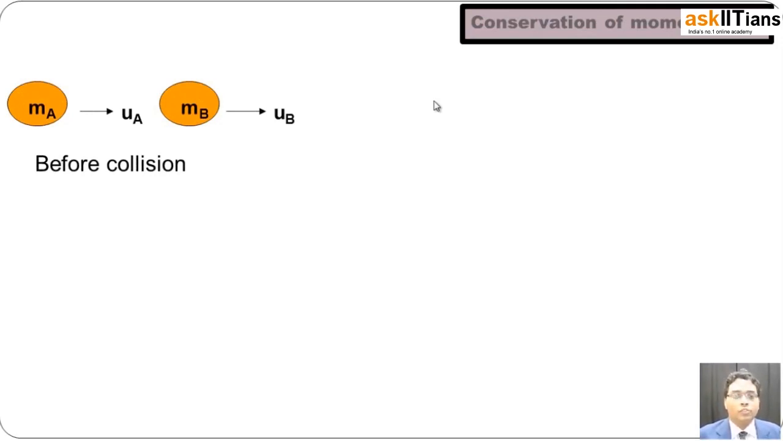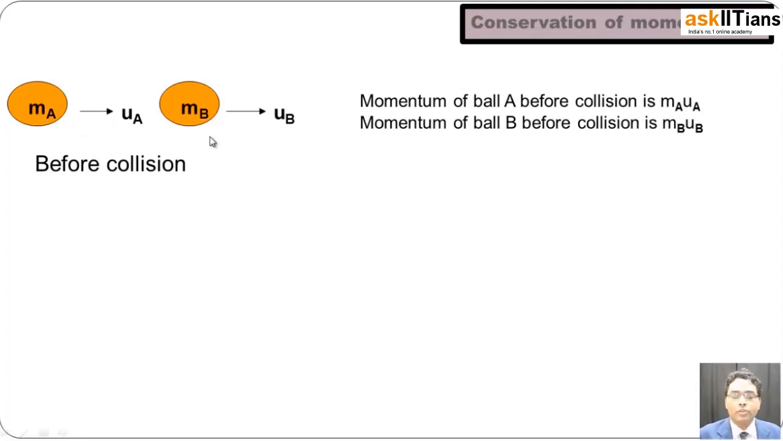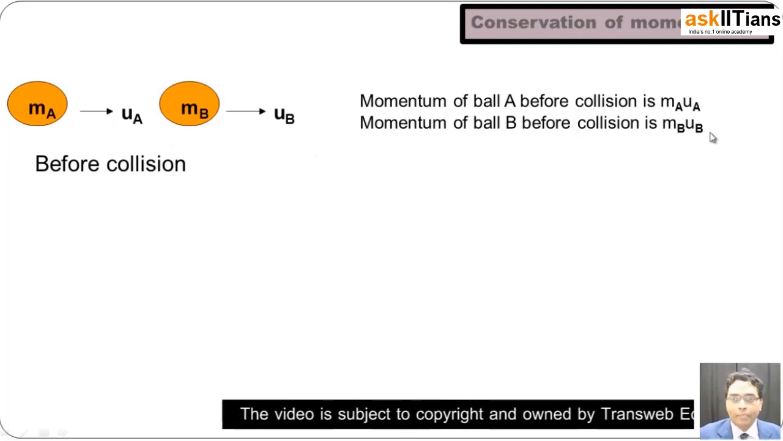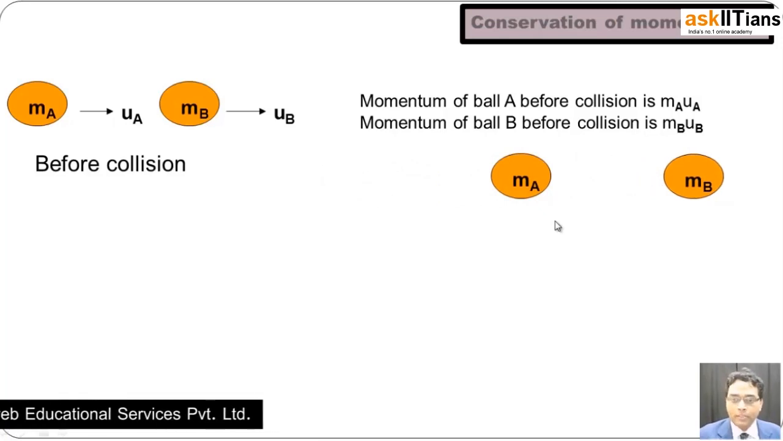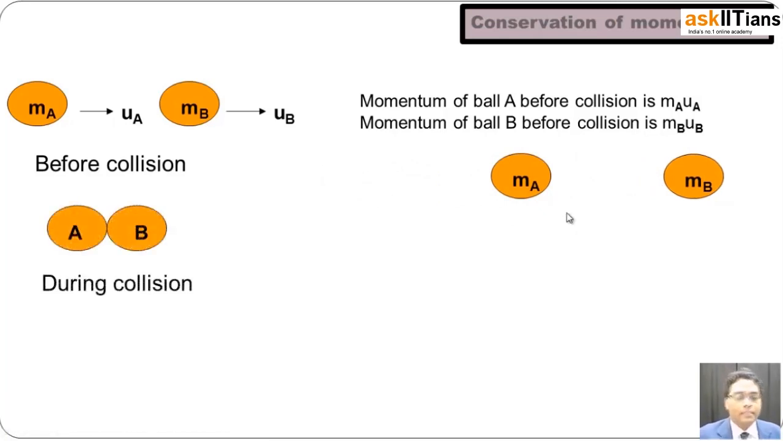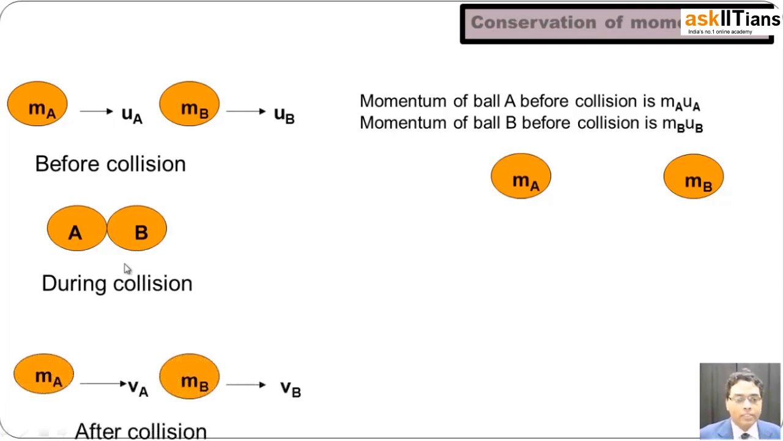If I take two masses moving with different velocities, let's say UA and UB respectively, this can be the condition before collision. So the momentum of ball A before collision can be given by MA into UA, and the momentum of ball B before collision can be given by MB into UB. In between is the condition when the collision is taking place, and after the collision has taken place, this will be the condition.